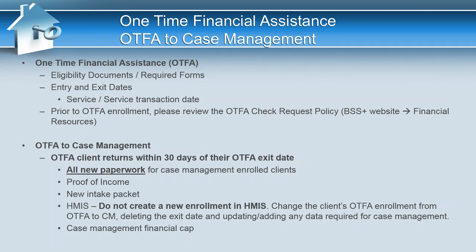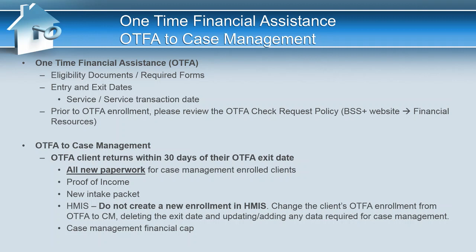And so when you're assessing to determine what is best for this household, typically the majority of all your enrollments are going to be case management, because case management is critical to obtaining housing and maintaining that housing. But in some rare cases, you will determine that the household really only needs one-time financial assistance. So you do have to complete all of the eligibility documents and required forms, and those are included on the BSS Plus website. Like I said, the entry, exit, and service transaction date are all on the same exact date. But there's also an OTFA check request policy on the BSS Plus website under financial resources, and you can review an in-depth policy on OTFA enrollment and how to request funds for that.